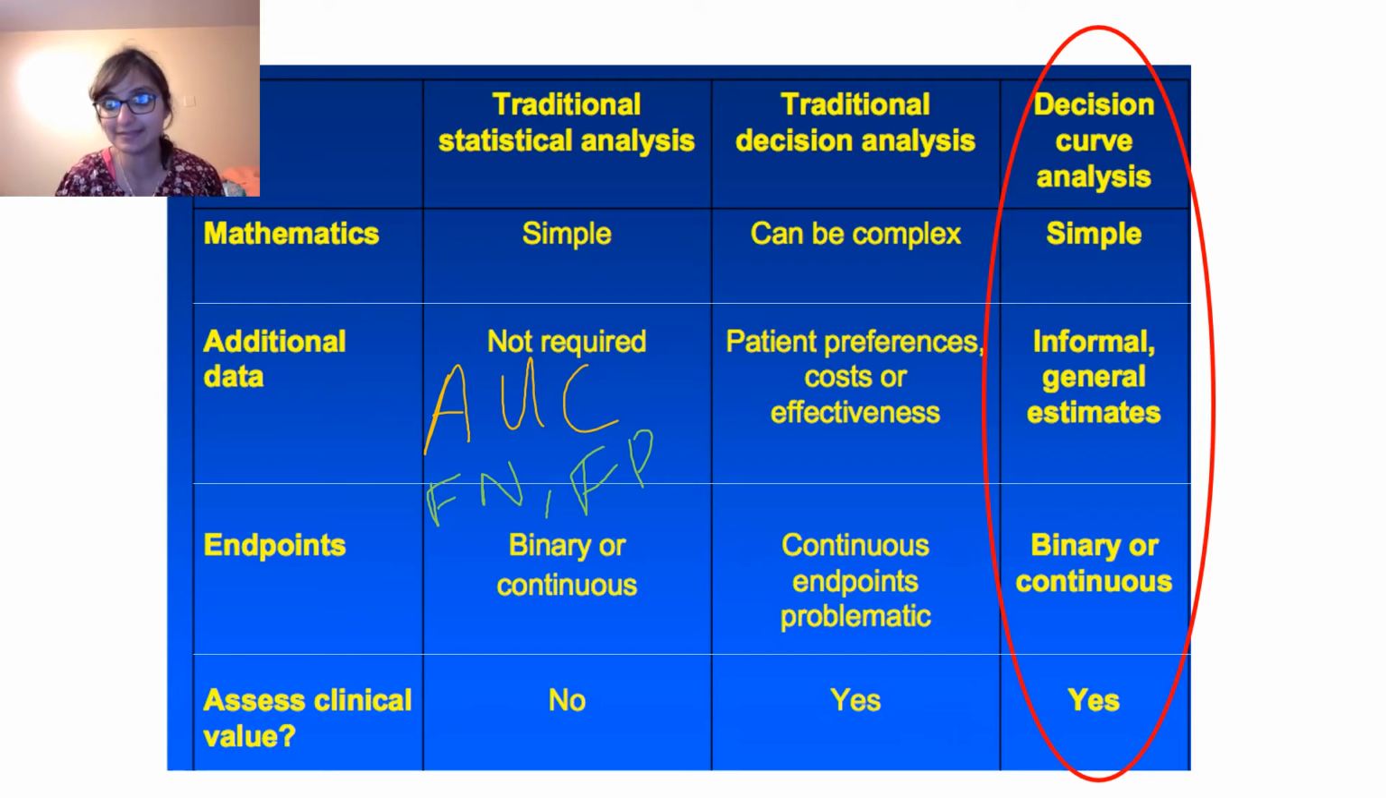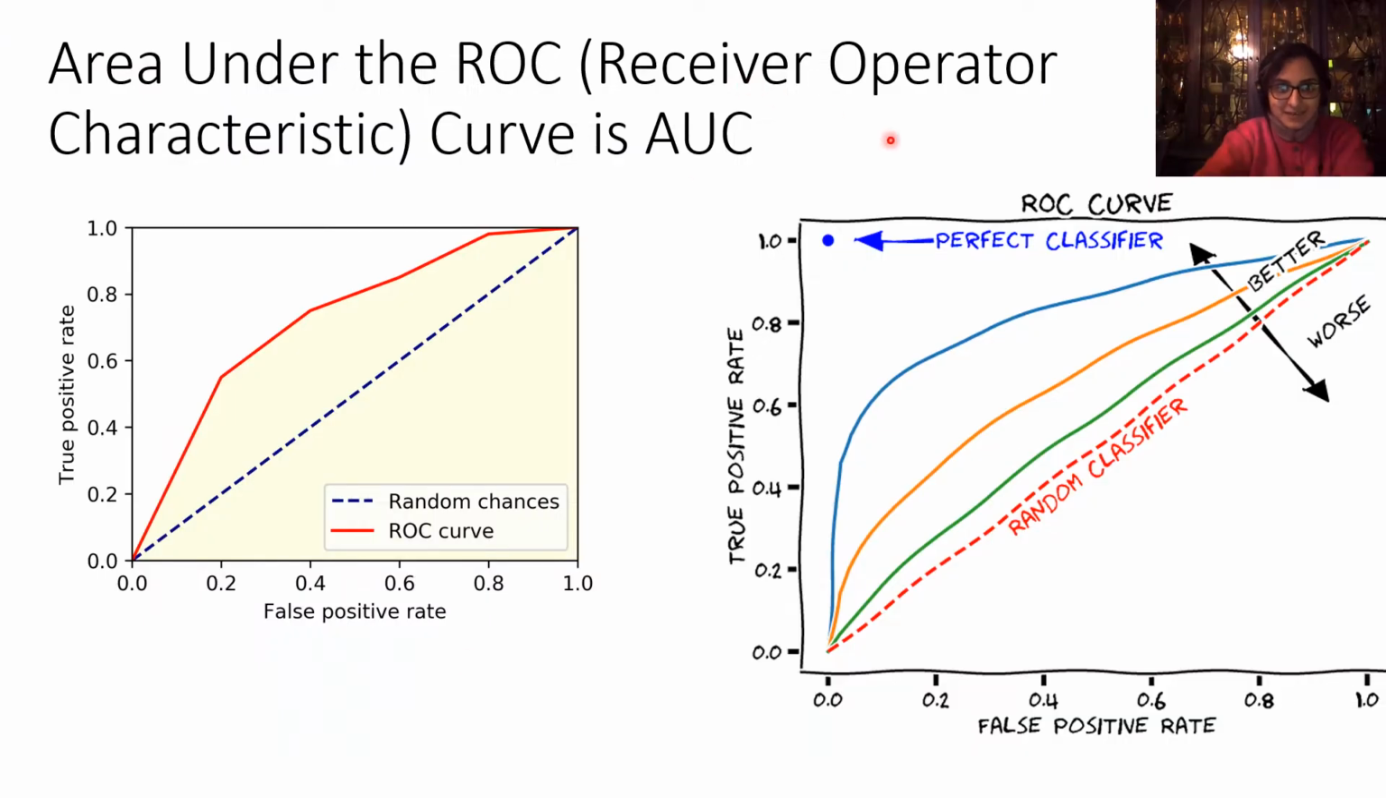And just for a very quick review, and I would have other videos on this, the area under the receiver operator characteristic, the ROC curve, the AUC, is what AUC basically represents. This is a random chance, like a coin flip.